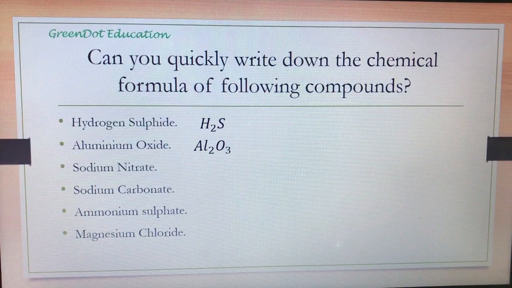Now why don't you pause your video here and try to find out the chemical formula for the given compounds. Pause it for some time and I have answers for you later on. So first try to solve this or write the chemical formula for these compounds and then have a look at the answers. So here are the answers.